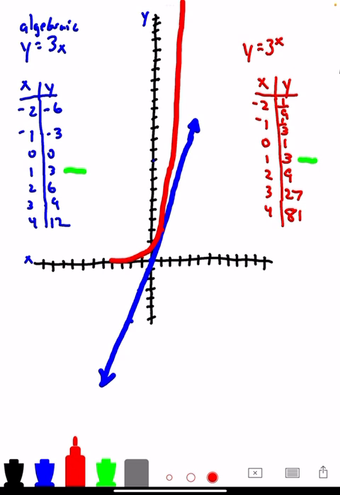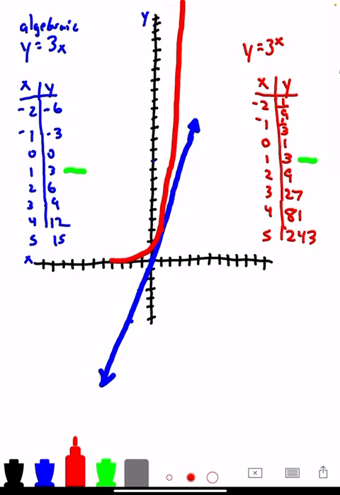Okay, so 3 times 5 would be 15, but 3 to the 5th power would be 243. So when we hear that something is growing exponentially, that's a figure of speech to describe how fast something is rising. Okay, it's a figure of speech, but this is what it's based on.